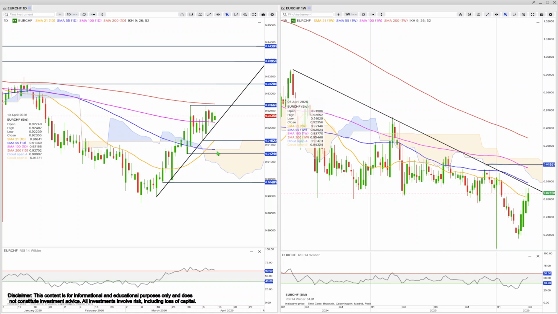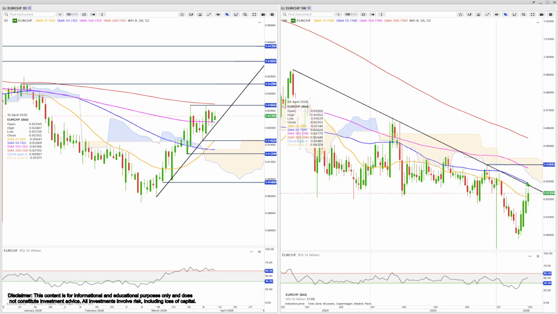91.60 support, and 92.25. Let's see if it takes out 92.70 up here, then we could see a push up to around 93.25. But on the weekly, we'll see this falling trend line here still in play.